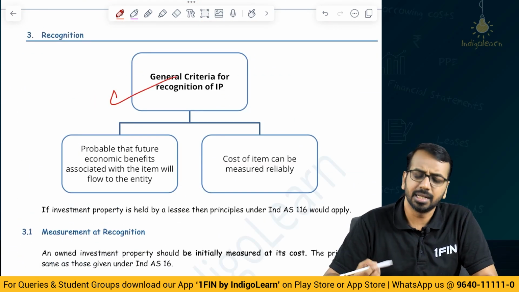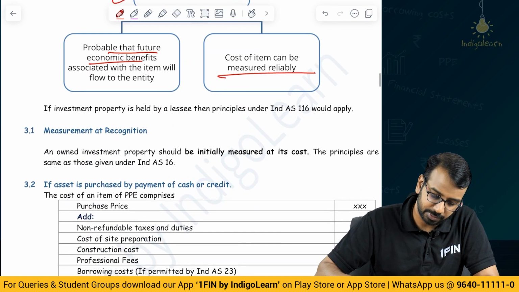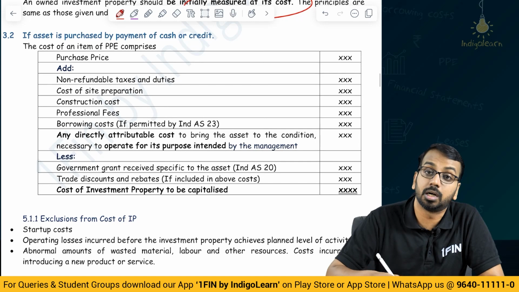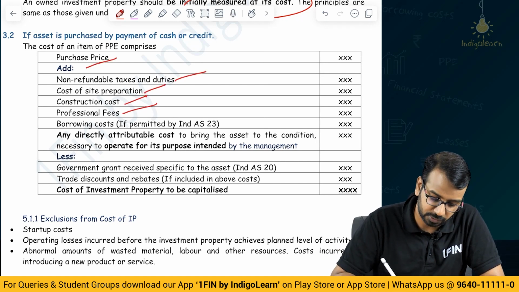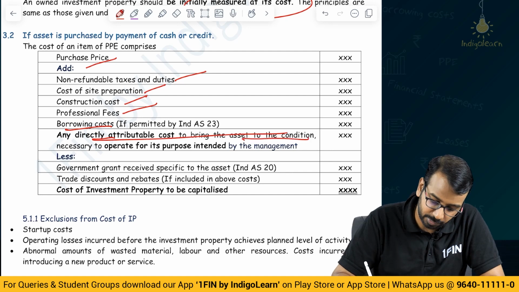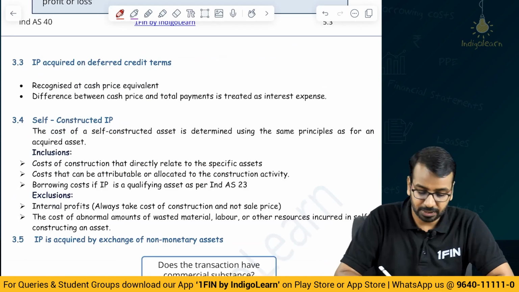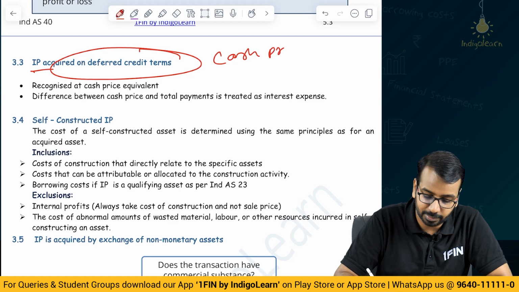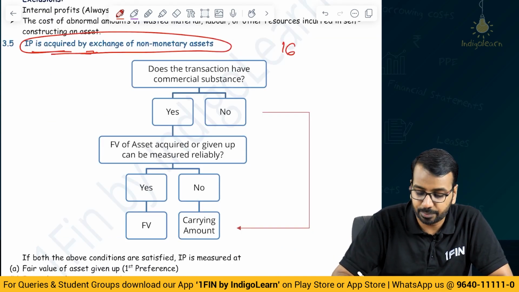Coming to recognition criteria, same as IndAS 16: future economic benefits and cost can be measured reliably. Then, how do we measure at recognition? At cost. Cost is again the same thing we learn as part of IndAS 16: purchase price, non-refundable taxes, site preparation, construction, professional fee, borrowing cost, any other direct cost attributable to bringing it to the condition necessary to operate for its intended purpose, less government grants and trade discount.